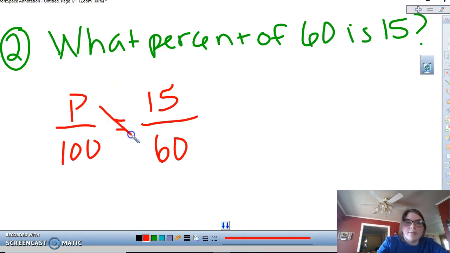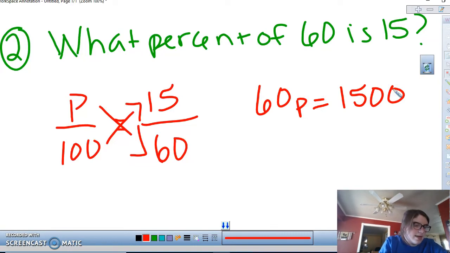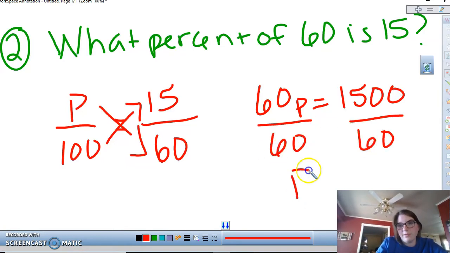The next thing I'm going to do is cross multiply. So I'm going to have 60P equals 1,500. Notice how I didn't mess it up that time. And then I'm going to divide by 60 on both sides. Divide by 60. And be left with P equals 25%.